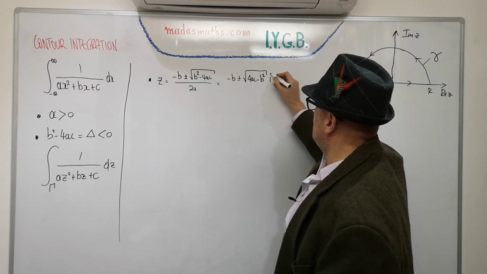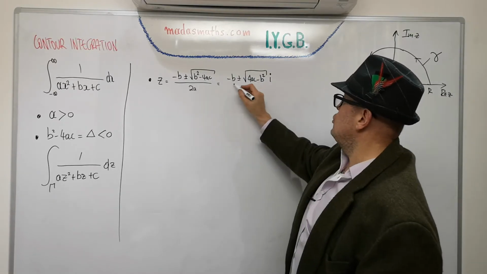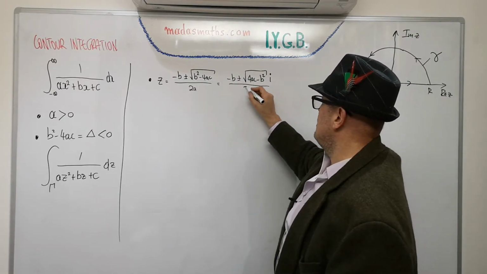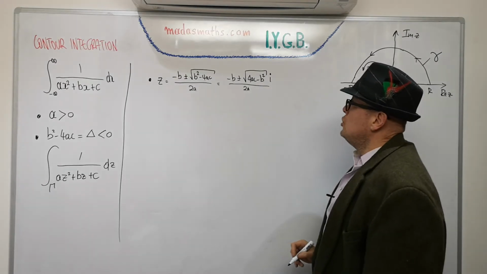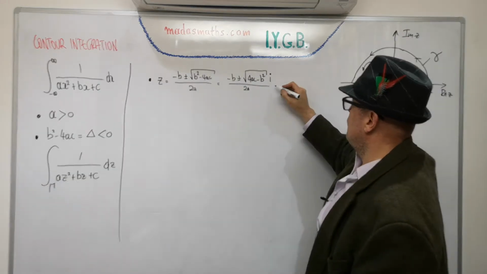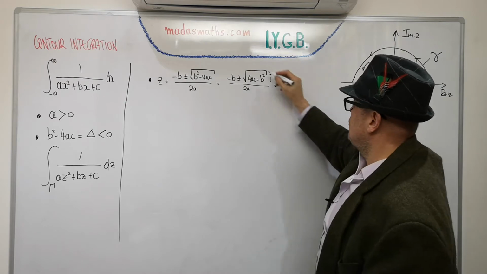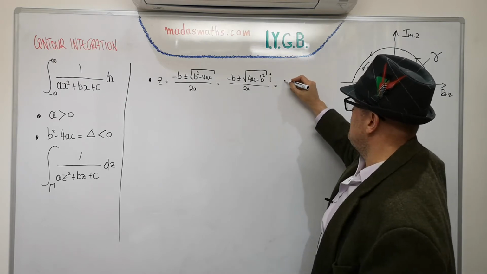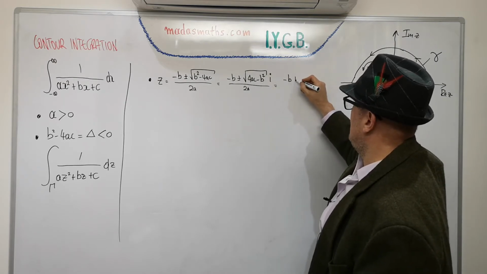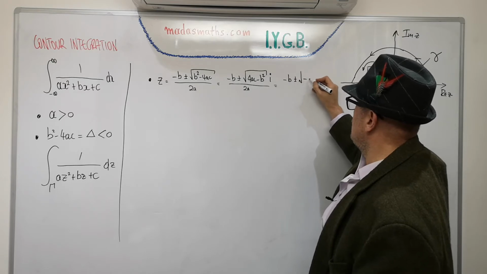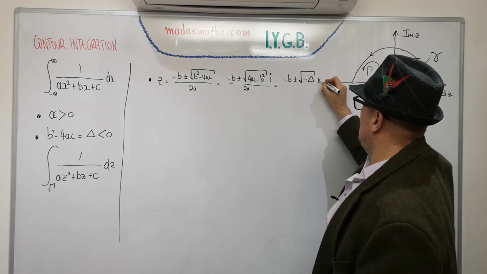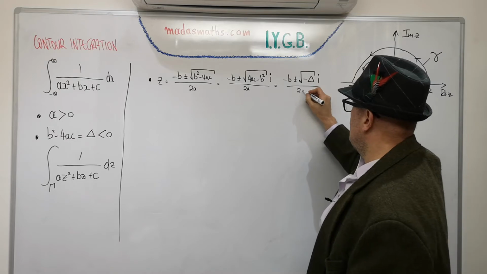so that will make it positive when I flip it, and then it will generate, of course, an i over 2a. For simplicity, I'm going to call this the negative of the discriminant, so I don't have to keep writing all of this. So it's going to be minus b plus or minus the square root of the negative of the discriminant, times i, the whole thing over 2a.